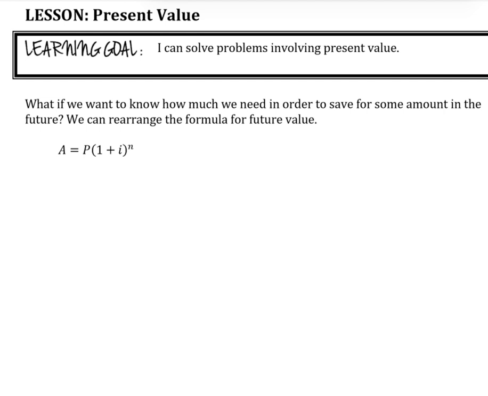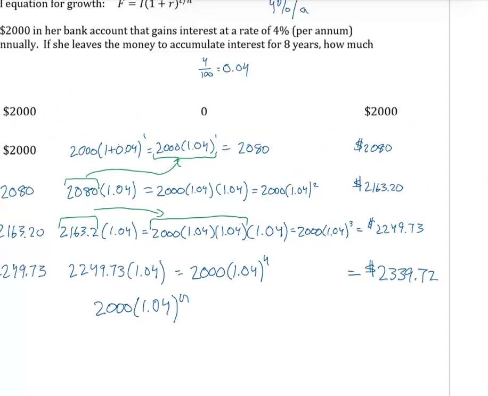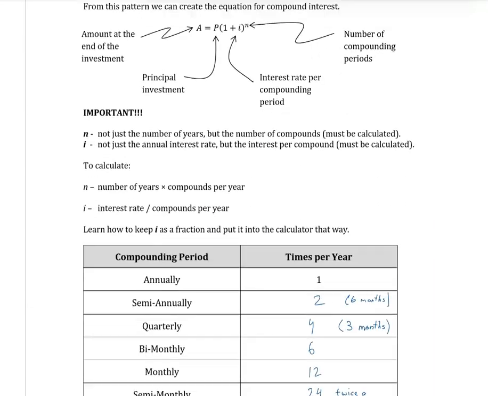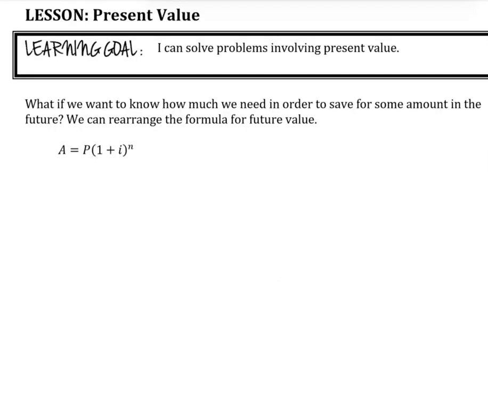Okay, so this lesson is about present value. If we go back to the previous lesson, it was all about what you start with, which we call the principal, and what you end with at the end of an investment, how much it grows to. This is called future value. What we're going to talk about today is present value.